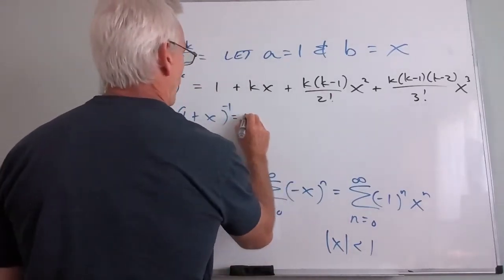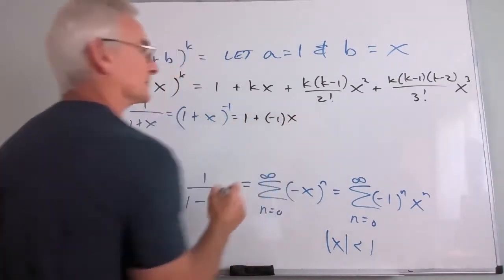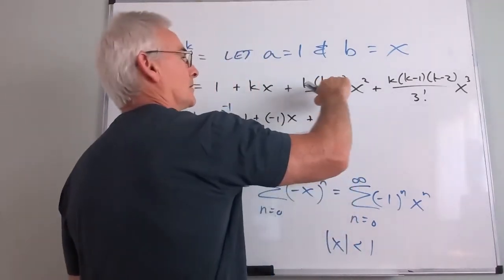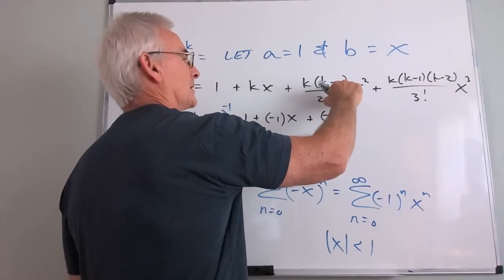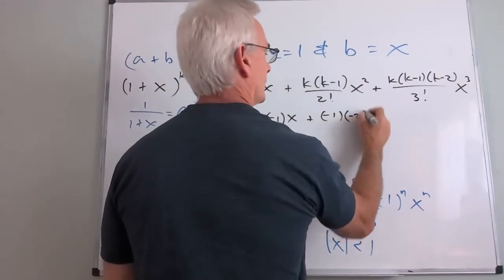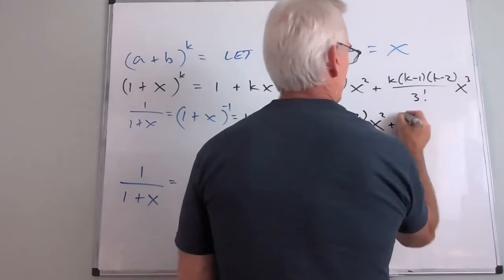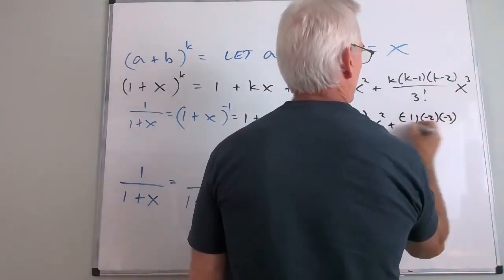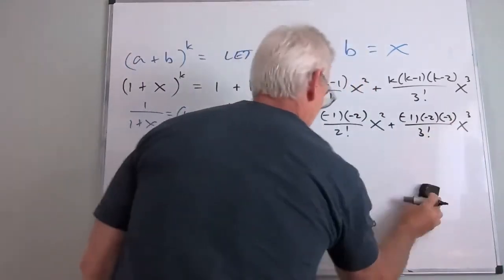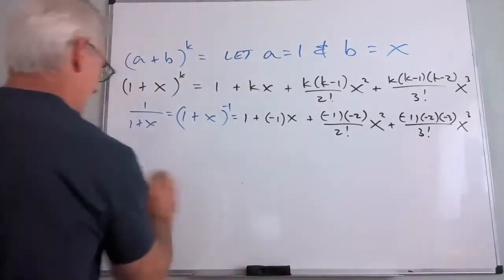This is going to be 1 plus -1 times X plus -1 times, what would the next number be? -1 minus 1 would be -2 times X squared plus -1, -2, -3, 3x cubed. Now, I'm not done. I have to figure out what is the nth term going to look like. I don't think it's that hard to figure out.